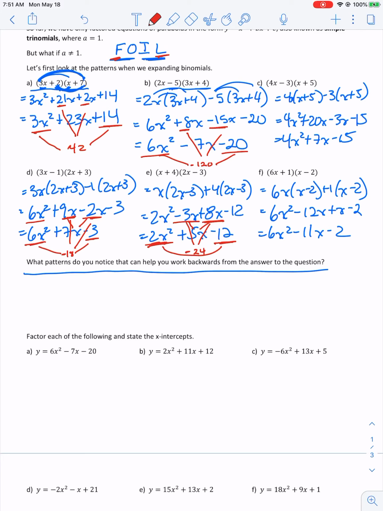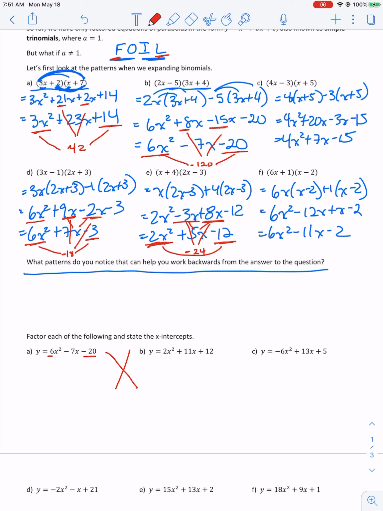So let's just take a look at this first question here. 6x squared minus 7x minus 20. Well, we actually have that question already up above, but I want to work through that then. So if we're working backwards, this time when you're playing the X game, you want to do 6 and minus 20. You don't want to just do the minus 20.